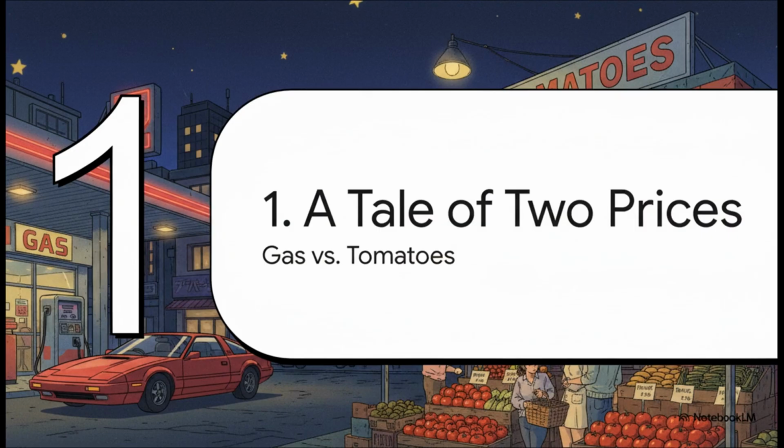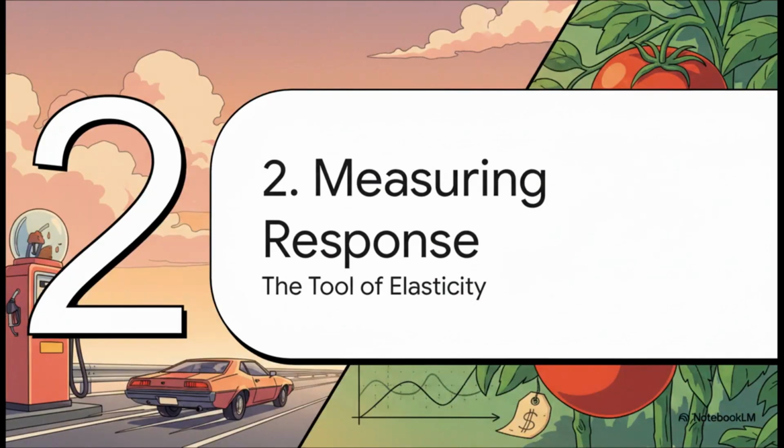Okay, section 1, the gas versus tomatoes puzzle. So let's just dive right into this whole tale of two prices. On the surface, why we react differently seems kind of obvious, right? But underneath that gut feeling, there's this really powerful economic principle that can measure and even predict how we'll act. And that brings us to our next part, the economist's secret tool.